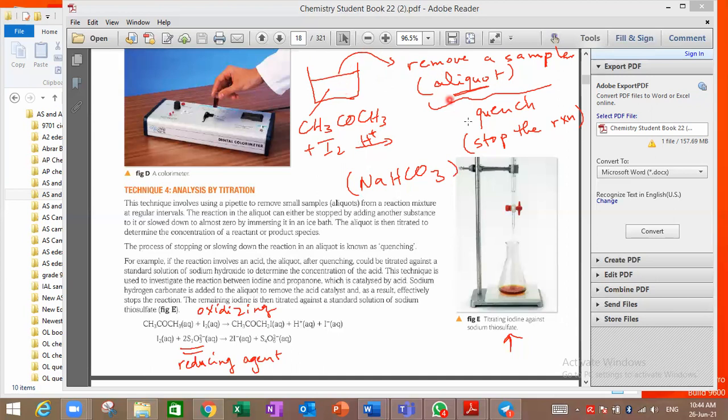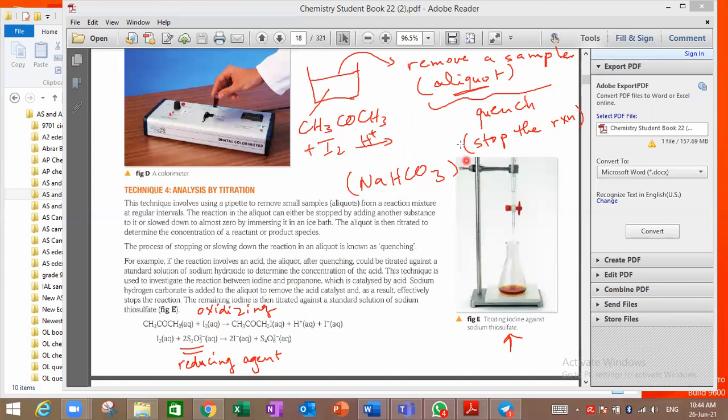We remove an aliquot, and we quench it either by adding sodium hydrogen carbonate to react with the acid used as a catalyst so that the reaction is stopped in the sample, or else we take this sample and place it over ice to stop the reaction between both reactants. Then after we stop the reaction, what are we going to do? We are going to titrate the iodine present in this sample with the thiosulfate and find out the concentration of the iodine at this time.